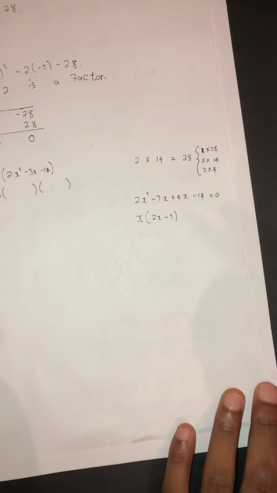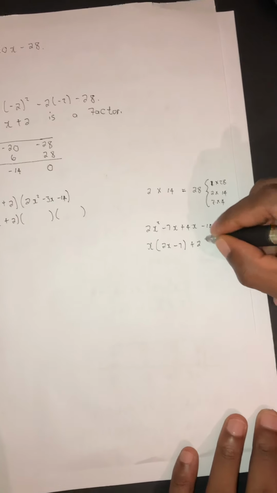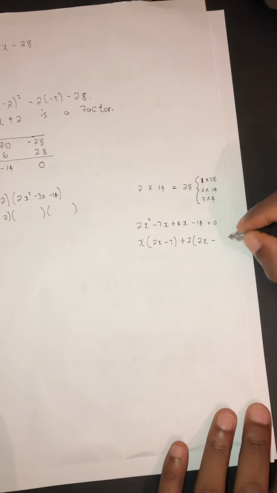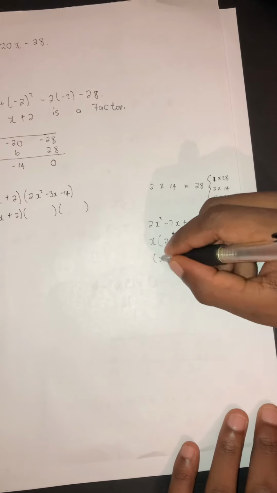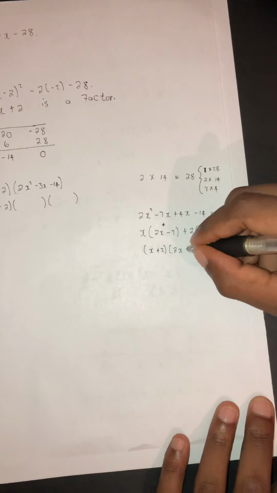And then here, what can I take as a common factor? If I take 2, not 2x, 2 as a common factor, then I'll be left with 2x and minus 7. Then we can see that I actually have the same bracket. Then I can factorize this into x plus 2 and that same bracket.